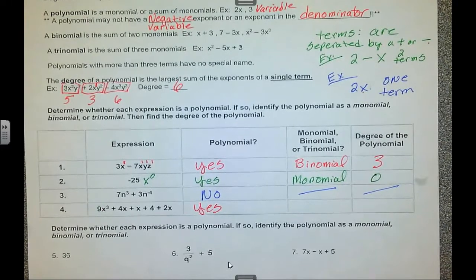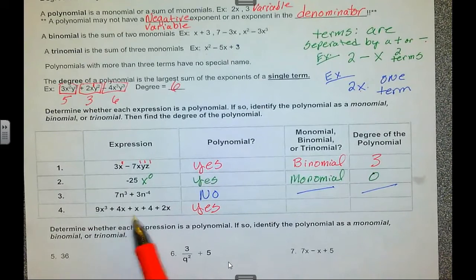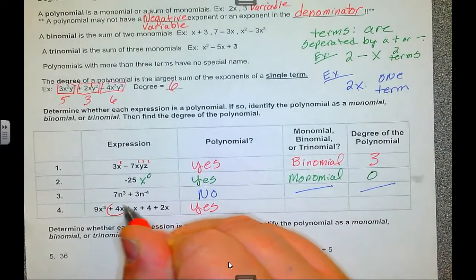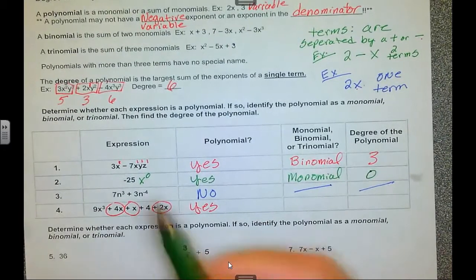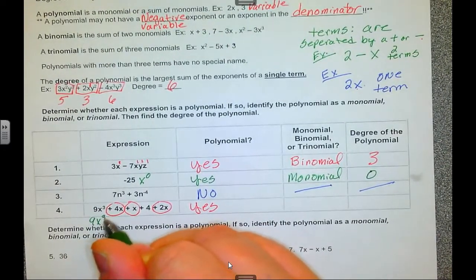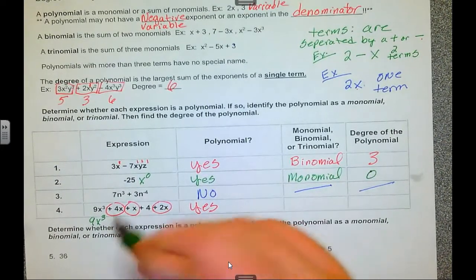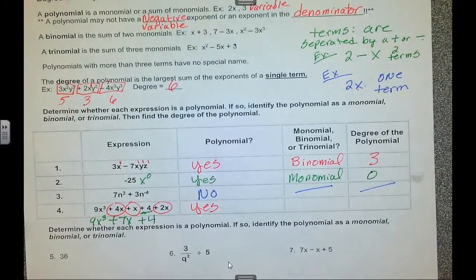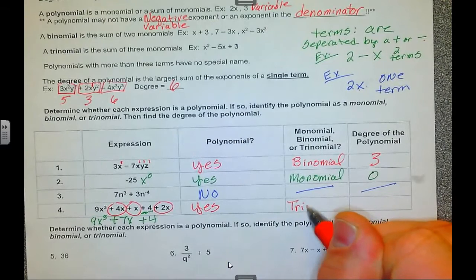There's 5 terms there, but I have the same degree terms here. So I could actually combine some terms here, right? Okay, so I still have my 9x cubed. 4x plus 1x is 5x, plus 2x is 7x, and then I have my plus 4. So now how many terms do I have? 3. So what do I have? That's right, a trinomial.